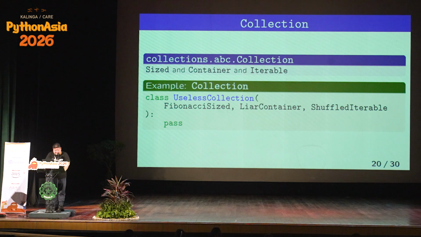So we can combine our useless classes. Look at the useless collection. It inherits from Fibonacci size, liar container, and shuffle iterable. The class body is just pass. We don't need any new code. Python multiple inheritance does the work, and these useless classes become one super useless collection. This is the power of the abstract base classes.